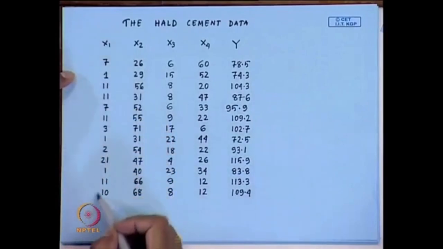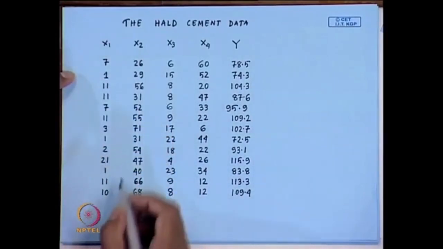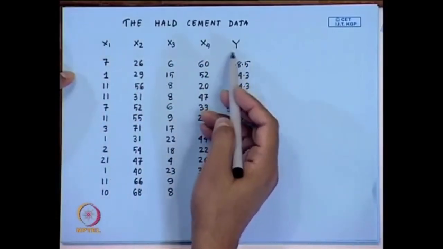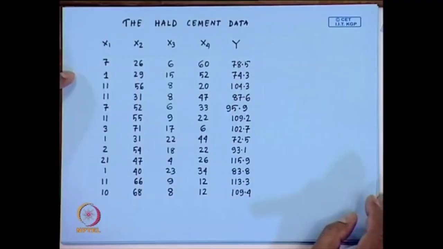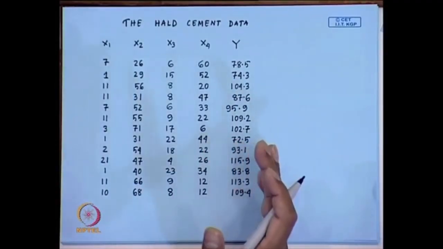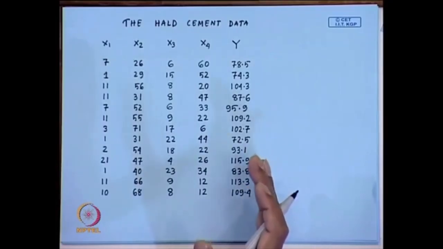And we have 13 observations corresponding to the response variable and the regressor variables. Now, here we have four regressor variables, and you may think that all four regressor variables are not significant to explain the variability in Y. Some of them might be irrelevant, and some variables can be removed from the model without affecting the model's predictive power.